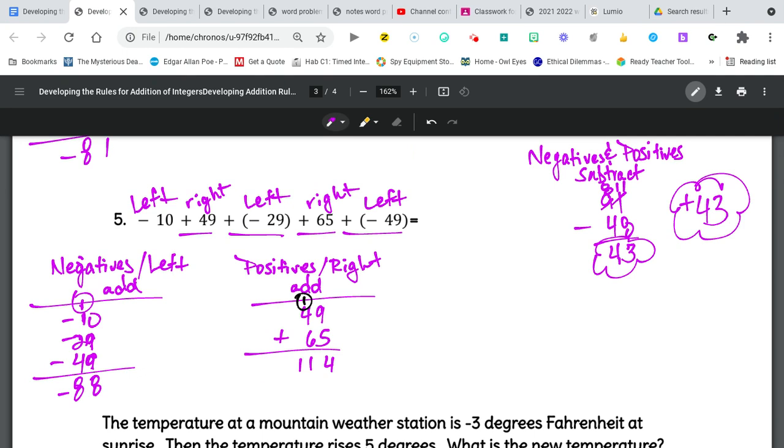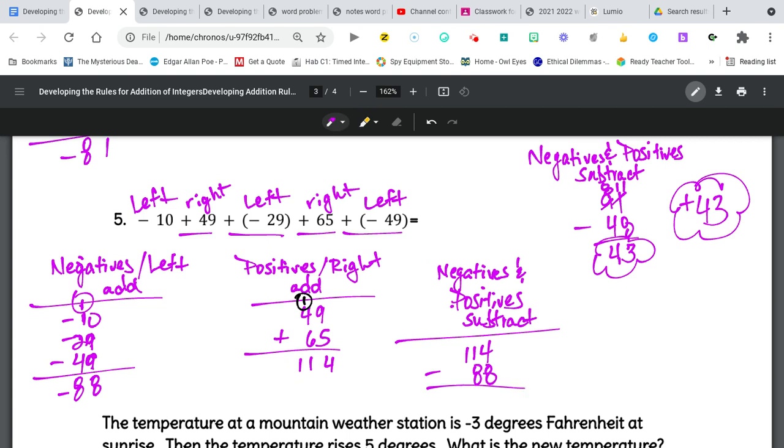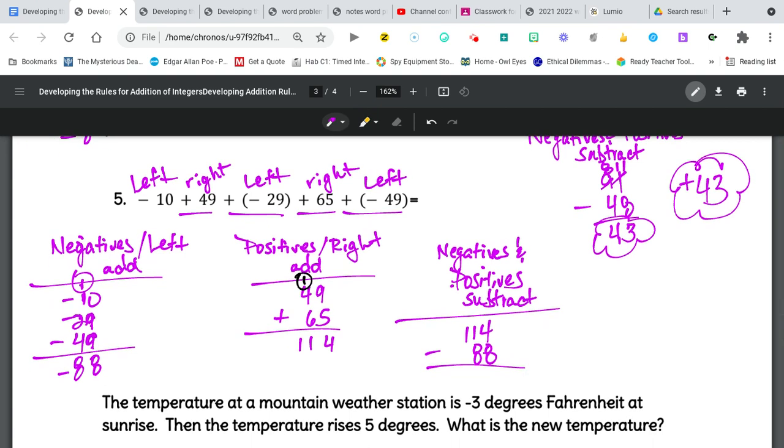But when they go in different directions, or when you have negatives and you have positives, you can make some zero pairs. So you just subtract to see what you got left over. I'm going to take my 114 and subtract 88. I'm going to have to regroup. This becomes a 0, so that can become a 14. And 14 minus 8 is 6.